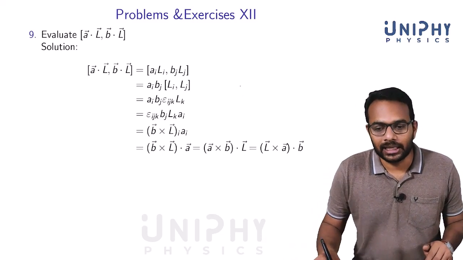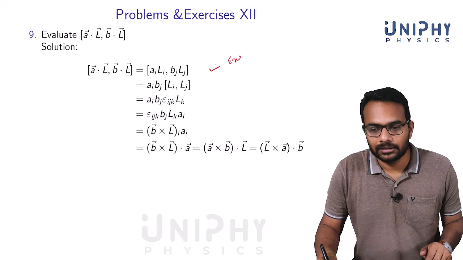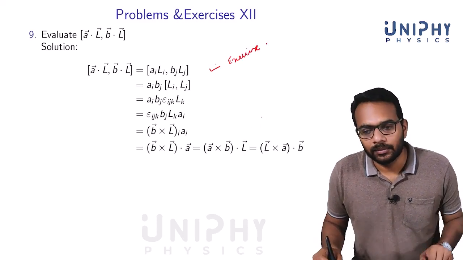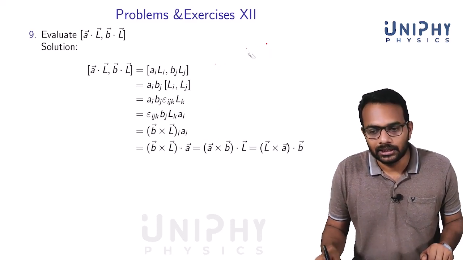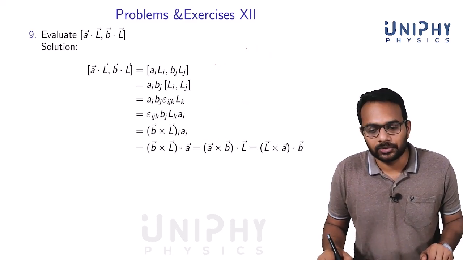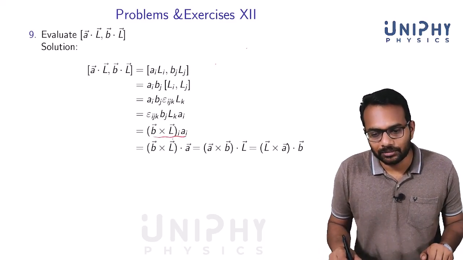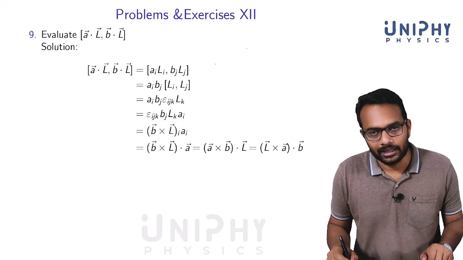Now this one, I leave it as an exercise for you. We can use the results from the previous problem and do this one too. In the end, we'll get something like this. This means the scalar product between two vectors, B cross L and A. You can do that.